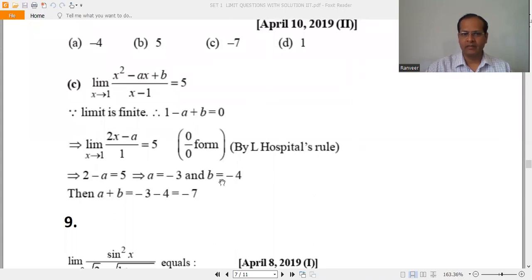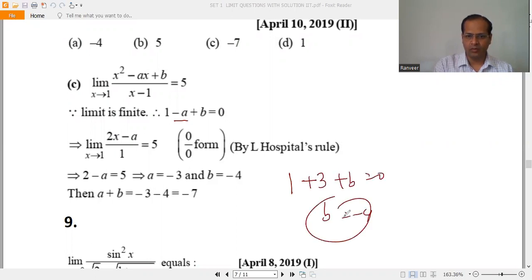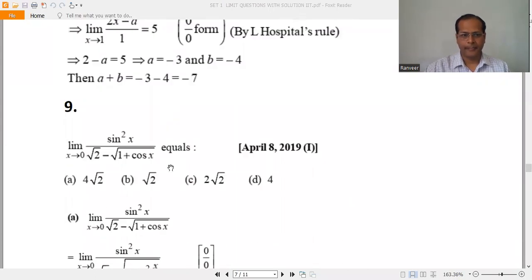a equal to minus 3 means just substitute it in place of a. With a equal to minus 3, 1 plus 3 plus b equal to 0, so b equal to minus 4. So in this way, you can solve this question. This is a very, very important question.